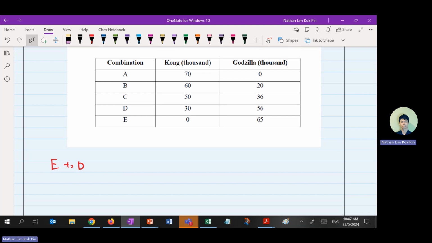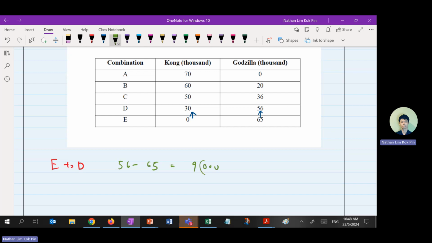E to D. Which one is decreasing? Godzilla, ma. Why did some of you put Kong? So it should be 56 minus 65 thousands of Godzilla. So the answer should be 9,000.